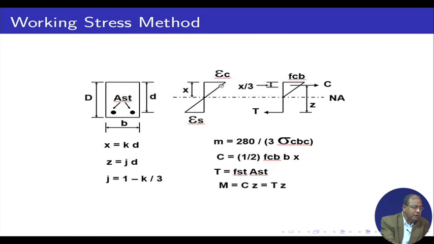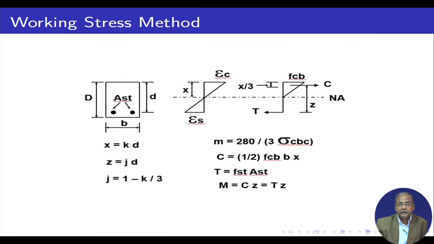Because of that we have this stress diagram in concrete, which is a triangular one, maximum here. As we have assumed that concrete will not take any tension, there is no tension in this portion, only where steel is available do we have the tension. This is what we have.